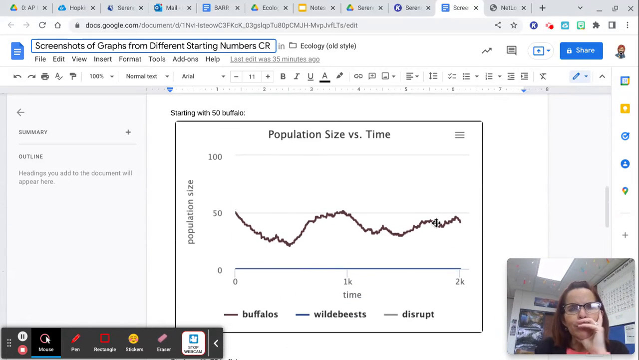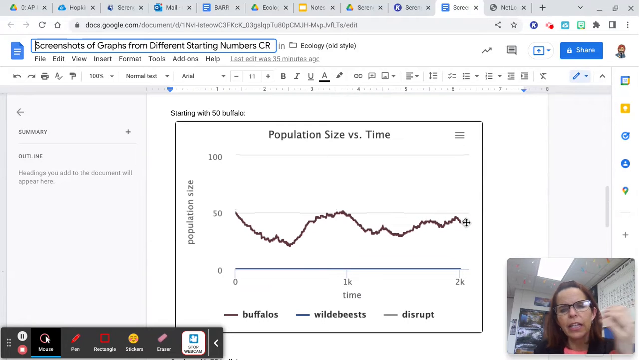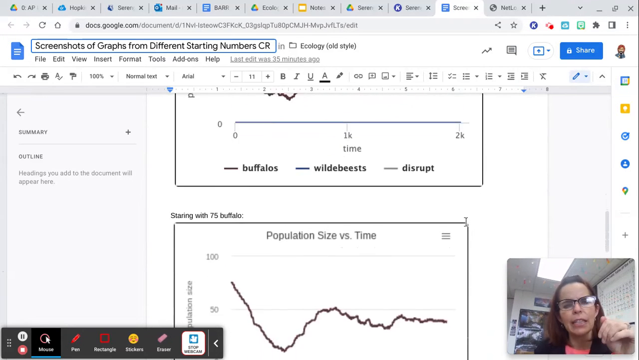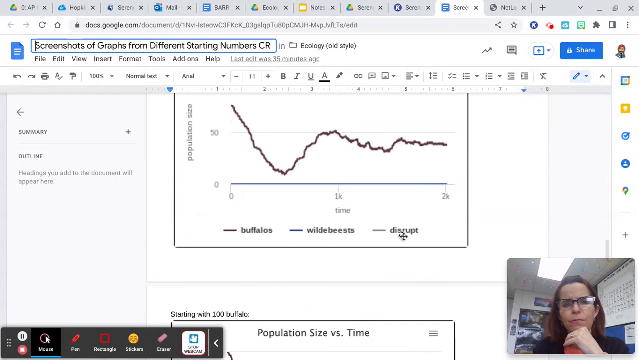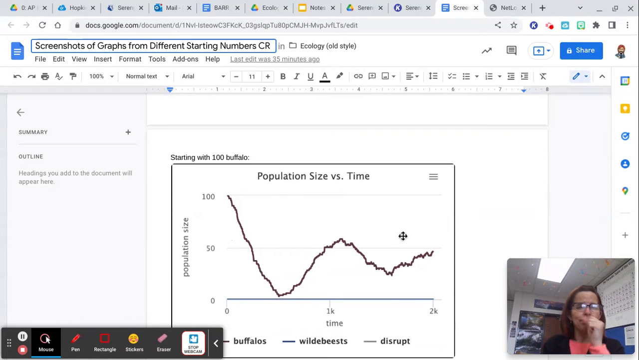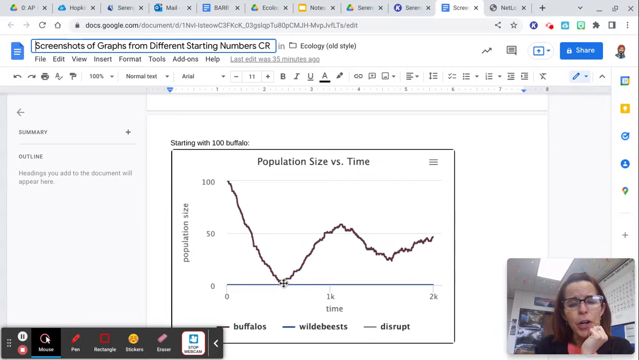Starting with 50, we already did this one. Here they are fluctuating around 40. They get up to 50 again, but then they drop off. Here's them starting at 75. They drop, go back up to 50, and then fluctuate around 40. They never go back to 50 again. Here's starting with 100. We got all the way down to 2 animals. There were just 2 buffalo left. They totally dropped off. They're all starving and dying. Then they rebound above 50, but start starving and dying again, and eventually they fluctuate back to 40.